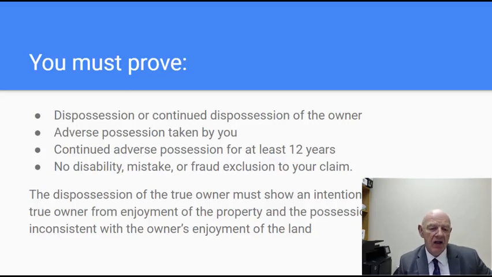The dispossession of the true owner, and this is very significant, must show an intention to exclude the true owner from enjoyment of the property, and the possession must be inconsistent with the owner's enjoyment of the land. Now, possession will not be inconsistent with the owner's enjoyment of the land if you were, for example, in occupation but paying rent or there on some sort of a lease or license or something of that nature.